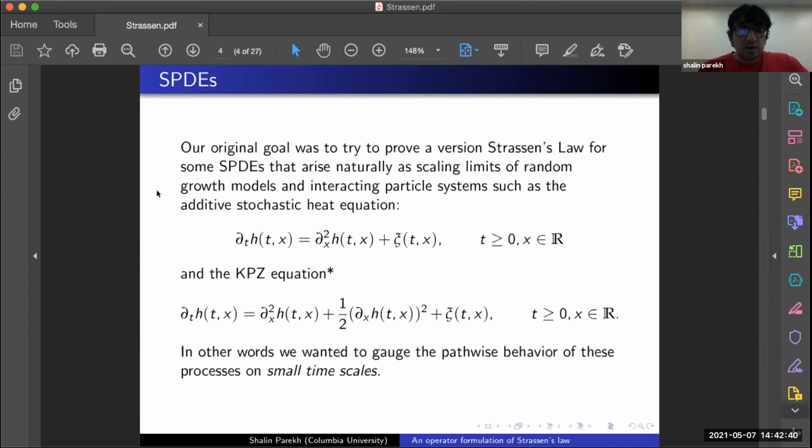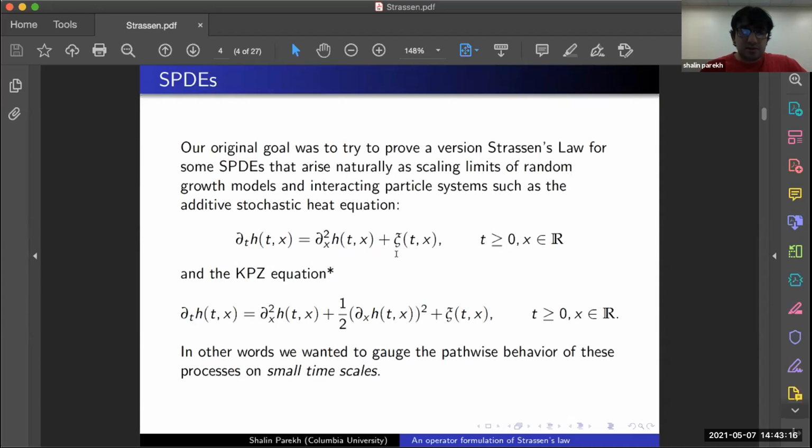So our goal was to try to prove a version of Strassen's law for some SPDEs that arise naturally as scaling limits of random growth models and interacting particle systems. For example, the additive noise stochastic heat equation. This is a stochastic partial differential equation driven by Gaussian space-time white noise, which is just a delta correlated Gaussian field in both space and time. It has a smoothing mechanism, and then it has a noise mechanism.